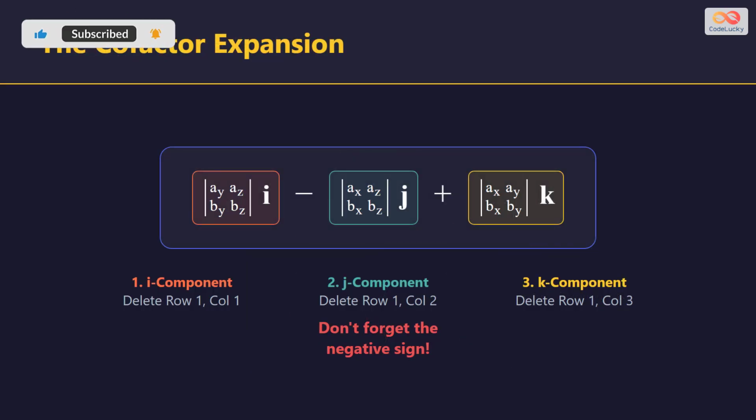Now we expand this determinant. The formula breaks down into three parts. We calculate a smaller 2x2 determinant for the i component, subtract a determinant for the j component, and add a determinant for the k component. Notice the pattern: plus, minus, plus. That negative sign in the middle is crucial.